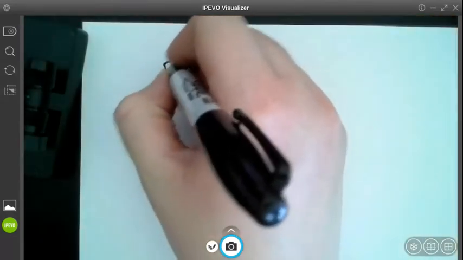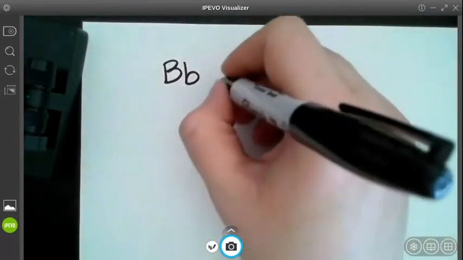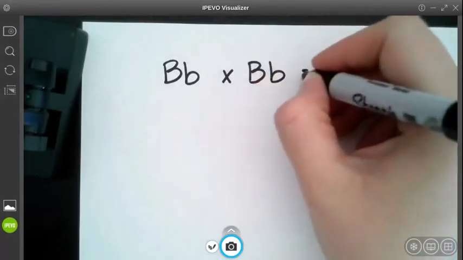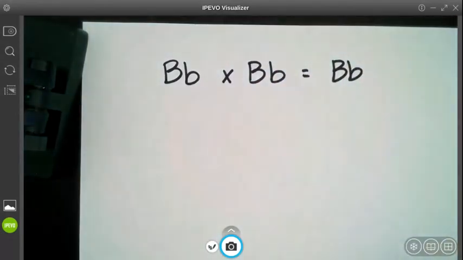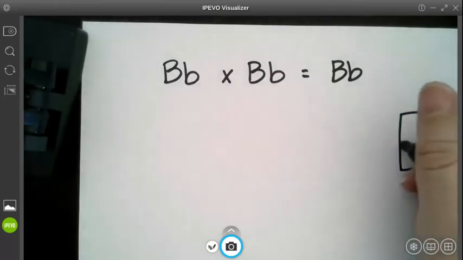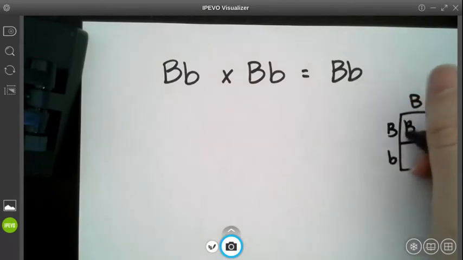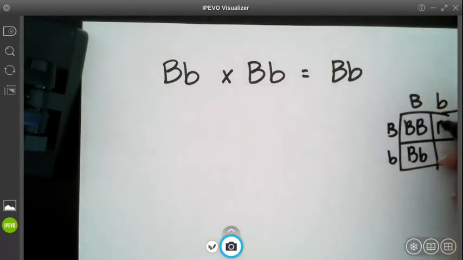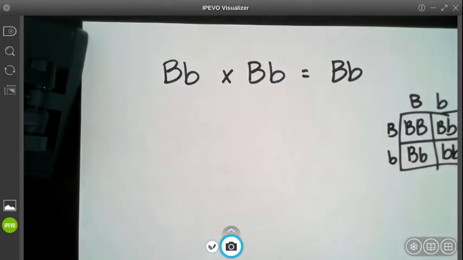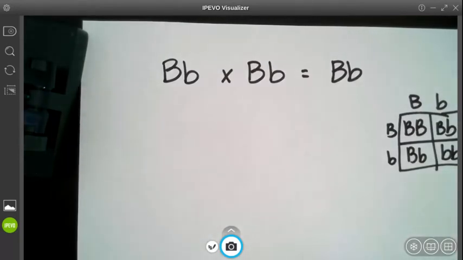If you run into this problem, two heterozygotes giving you a heterozygote. Well, I know that's 50% if I do my Punnett square. Okay, so here's my Punnett square. Here they are. But how do I show that mathematically?